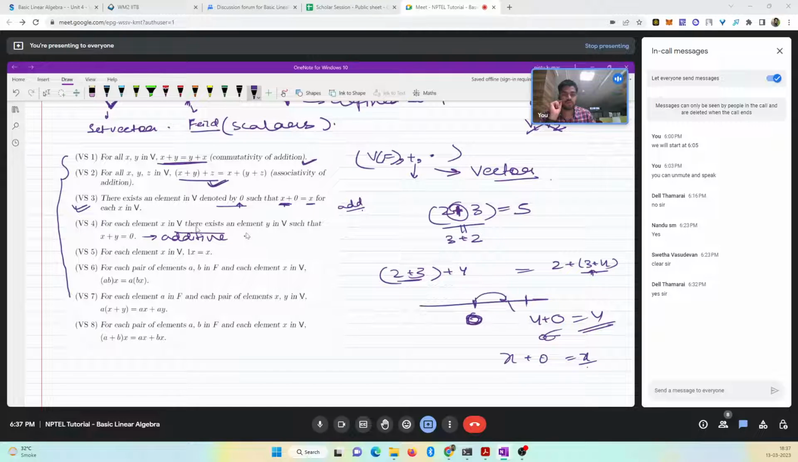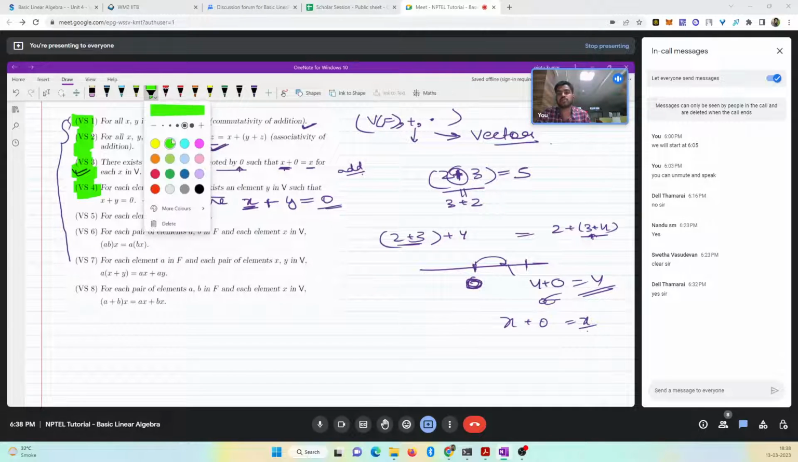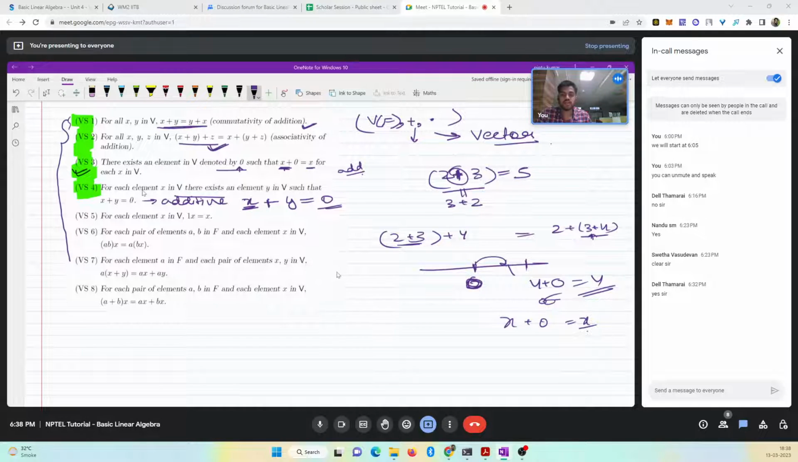For every element x, you want a number y, so that if you add these two numbers, you will obtain 0. You want this thing to happen. These were the four properties, the first four were related to addition. Now we'll look at two properties related to multiplication. There should be a multiplicative identity, that is your element 1, so that if you multiply the 1 to any vector, you will obtain the same vector. This is one property that you must have.